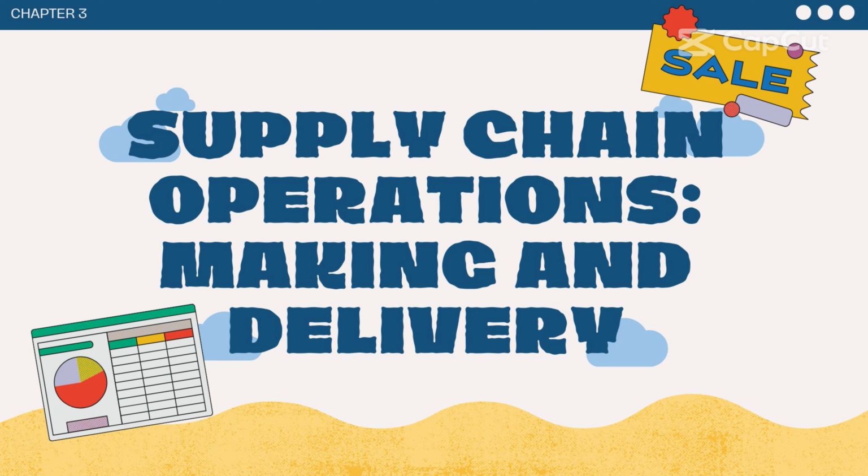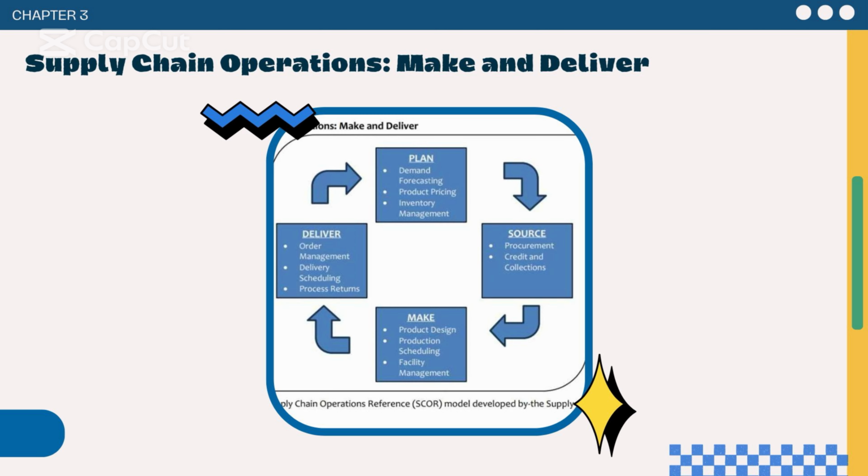In Module 3, we will be discussing supply chain operation, make and deliver. Previously, we have already discussed plan and source, where in supply chain operation, plan includes demand forecasting, product pricing, and inventory management, while in source, we have discussed procurement and credit and collections.